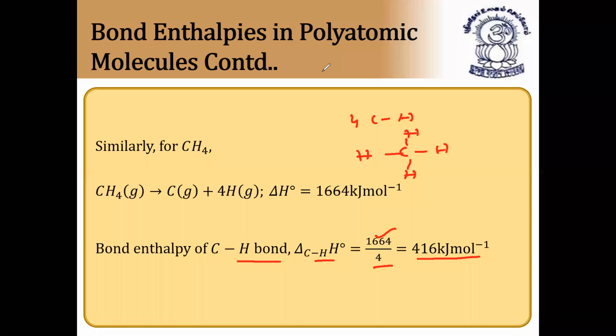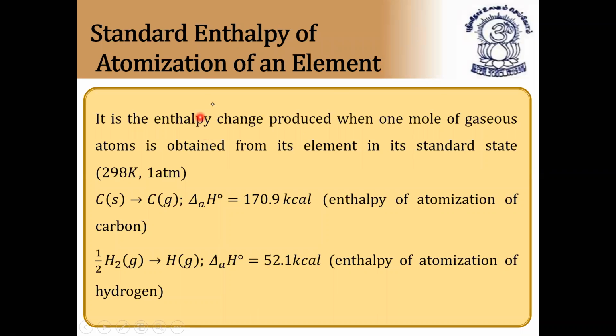Next, standard enthalpy of atomization of an element. It is the enthalpy change produced when one mole of a gaseous atom is obtained from its element in its standard state, that is 298 kelvins and 1 atmosphere. This is the standard state. So the enthalpy change produced when one mole of gaseous atom is obtained from its element in standard state is called enthalpy of atomization.